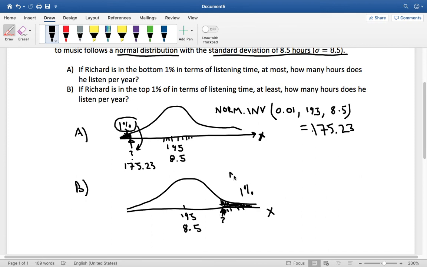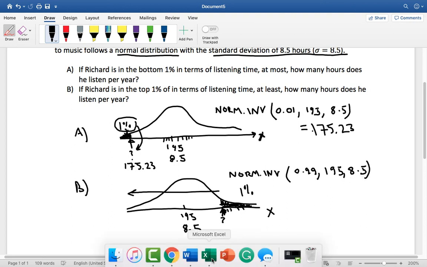Again, we're just going to use our trusty Excel function, norm.inverse. Remember, Excel wants the area to the left of the point. That's just the way they set it up. The area to the left of that point is 0.99. We put in the mean, which is 195, and the standard deviation, which is 8.5. We just go over to Excel and put it in there, and we're going to get our answer.